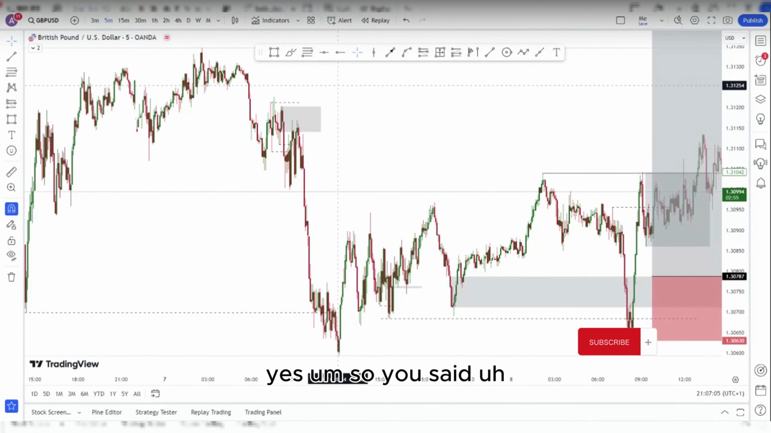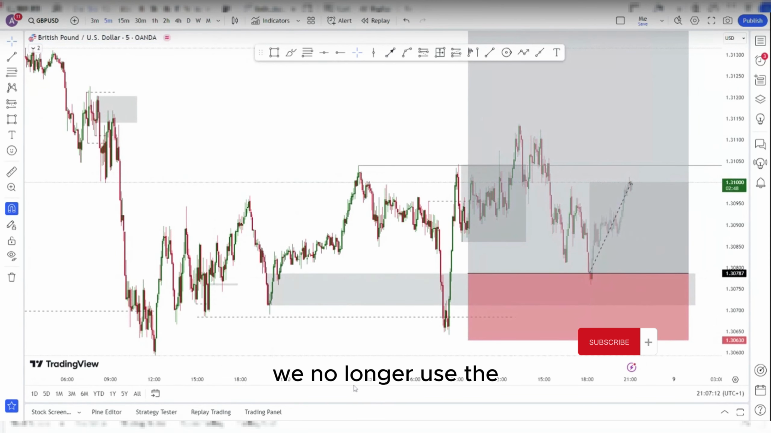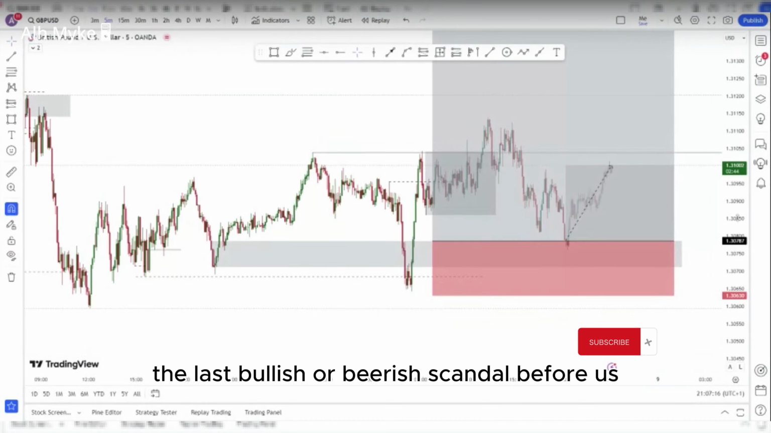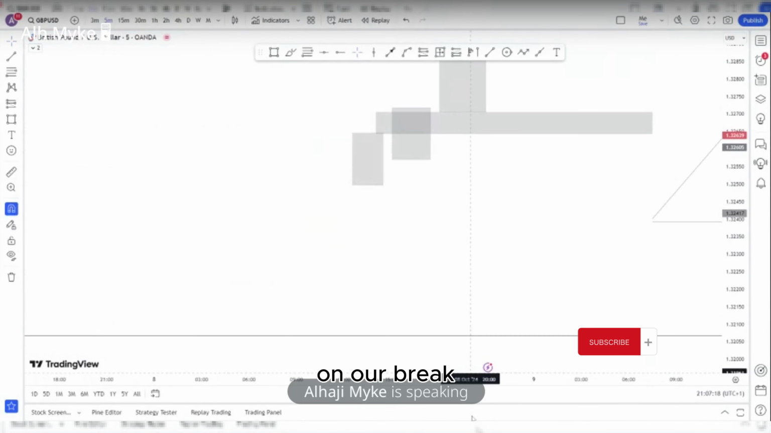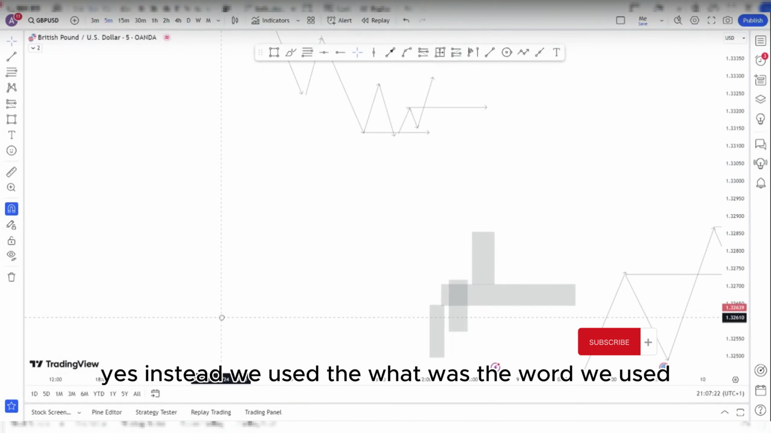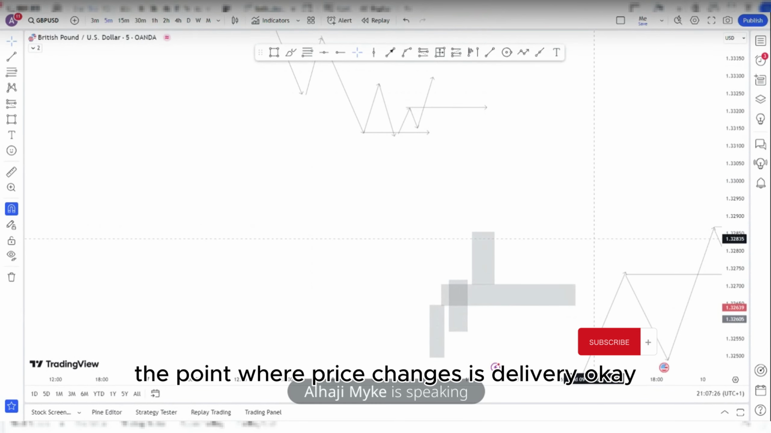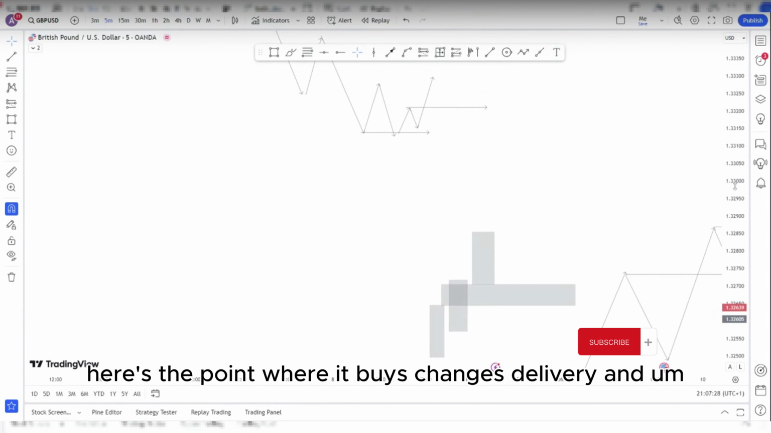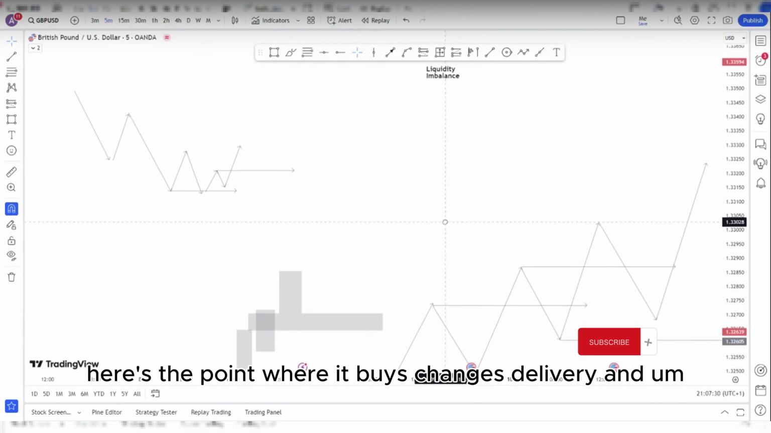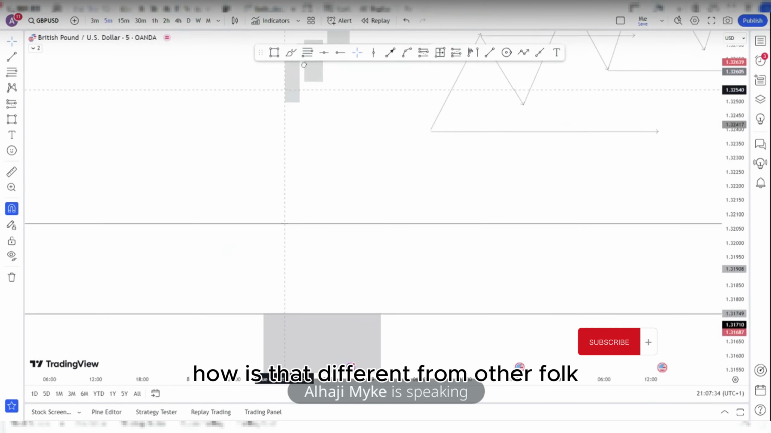Okay, yes. So you said that when trading short-term highs and lows, we no longer use the last bullish or bearish candle before the break as our order block. Instead, we use the point where price changes its delivery. Okay, instead you use the point where price changes delivery. How do we identify that? How is that different from the usual order block?